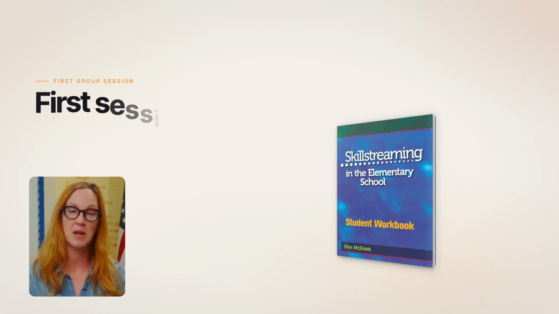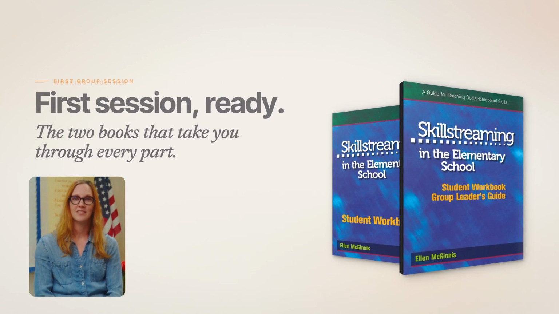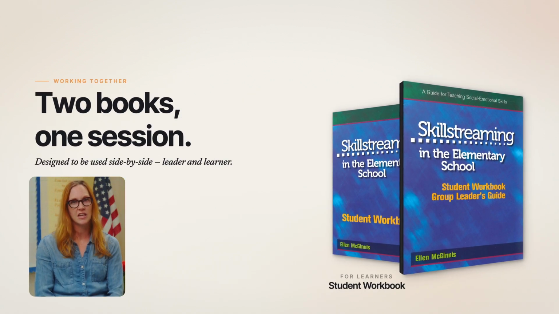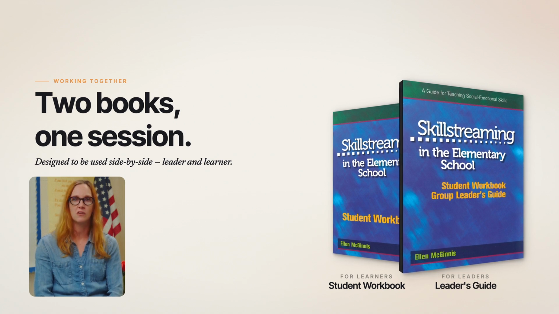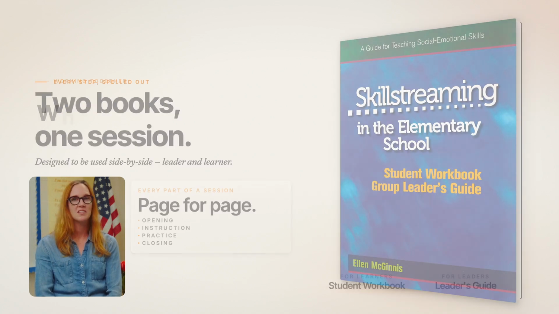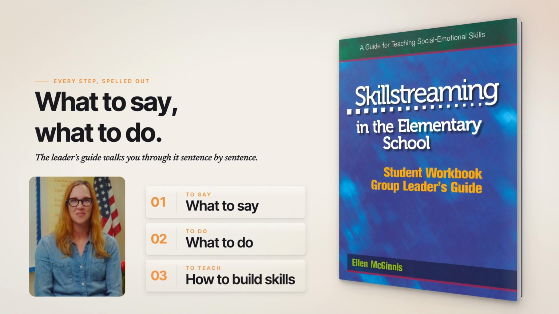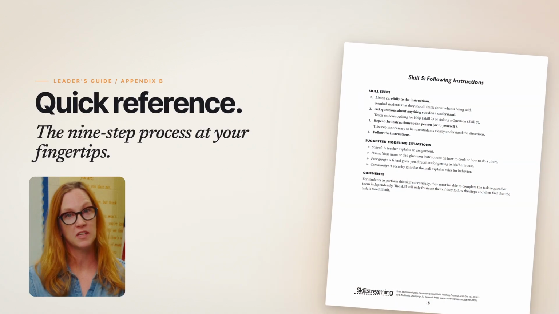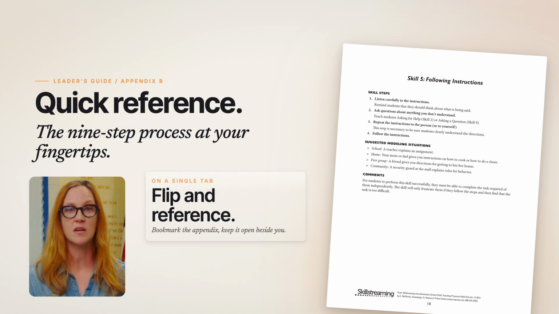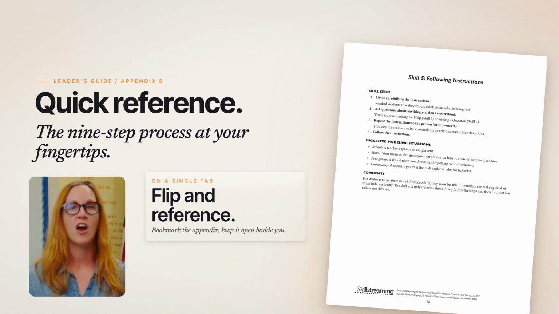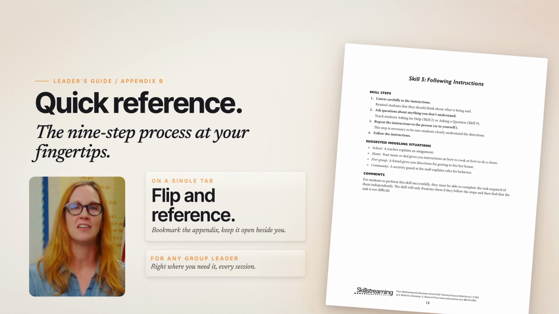Now, it's time to prepare for the first group session. These books work together to take you and your learners through every part of a Skillstreaming session: what to say, what to do, and how to build skills together. Appendix B in the Group Leader's Guide includes the full 9-step process for instruction again, a great quick reference for any group leader.